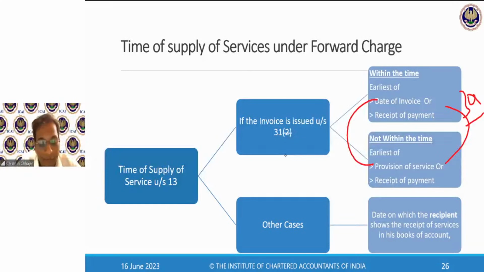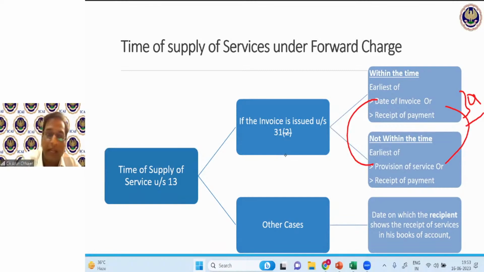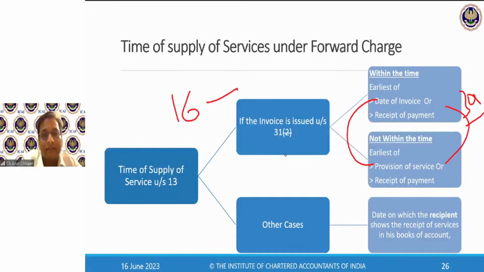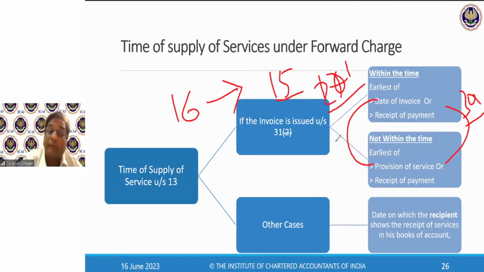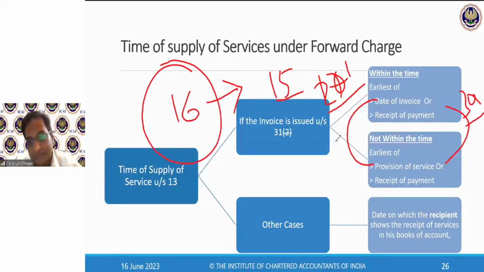मेरी सर्विस आज कंप्लीट हुई, मान लो आज 16 जून है, राइट? तो 16 तारीख को मेरी सर्विस कंप्लीट हुई, देन आई कैन इश्यू द इनवॉइस बाय नेक्स्ट विद इन 30 डेज, 15 जुलाई को. अगर मैं 15 तक इनवॉइस इश्यू कर देता हूं तो कोई प्रॉब्लम नहीं है. अगर लेट से मैं 17 को इश्यू करता हूं, 20 को इश्यू करता हूं, तो टाइम ऑफ सप्लाई क्या होगा? 16 जून.